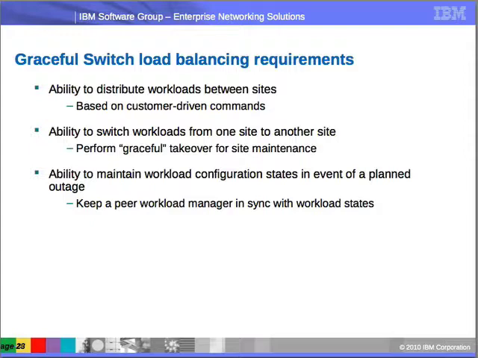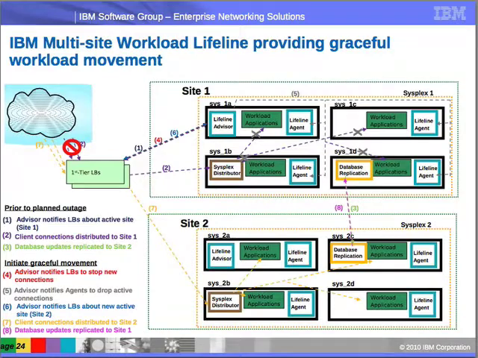We also need the ability to gracefully switch workloads from one site to the other. Unlike the GDPS solution, where we only use graceful switch when we want to go back to our original site after a failure, in this case we may want to temporarily go over to a site for site maintenance and then return immediately after the maintenance is done. Likewise, we want to maintain workload configuration states so we don't have a single point of failure for this solution as well.